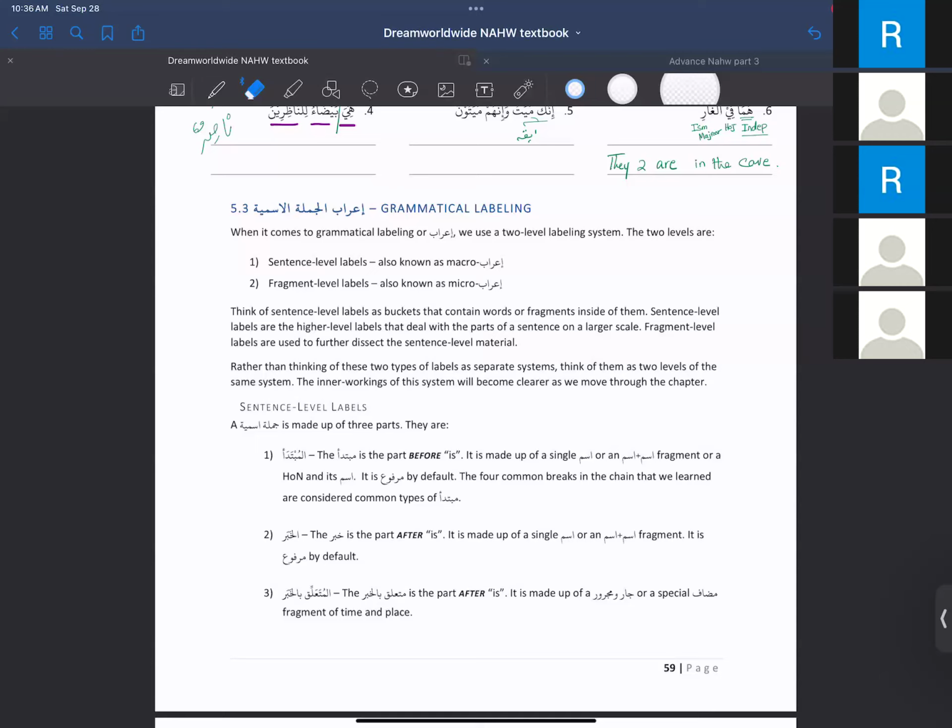How are we going to recognize khabar? Khabar is mostly common and rafa. It's rafa too. Rafa and common, good. But not every time are we going to find a common khabar. Rather, we will see proper as well, right? So we need to be ready for the exceptions. Now, mutalliq bil khabar, what is basically mutalliq bil khabar? Jar majroor and zarf, two things, right? Jar majroor and zarf fragment. So they can be our mutalliq bil khabar. Okay. So now moving on.